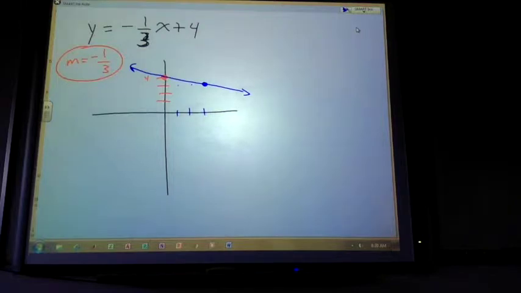You know what error takes place on this, and I don't want you to make this error? A lot of times, students will say, I will use the slope from the origin to find the second point. And that's wrong. You plot your y-intercept first. From that, you use the slope to find the second point from the y-intercept. Okay?